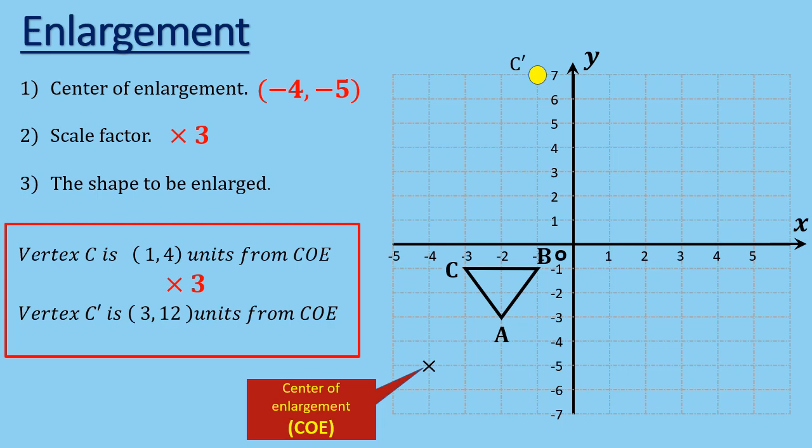After that, we repeat the same procedures for all of the vertices to obtain B' and A', and finally, we draw the new triangle A', B', C', which is an enlarged image of triangle ABC. After finishing an object's enlargement, it's a good idea to double-check your work by making sure the center of enlargement is at the intersection of the lines passing through each of the corresponding vertices in the object and the image.